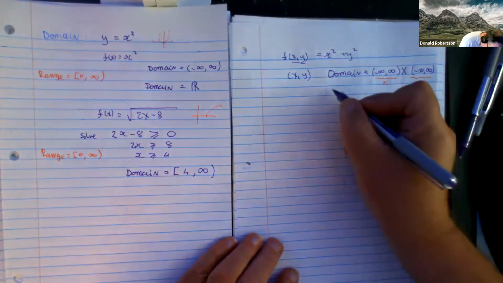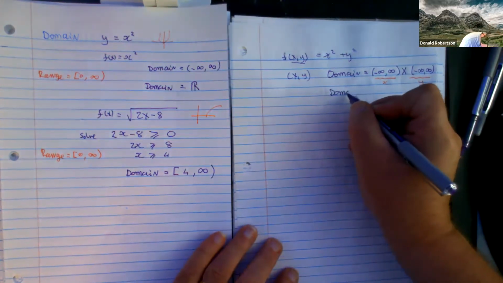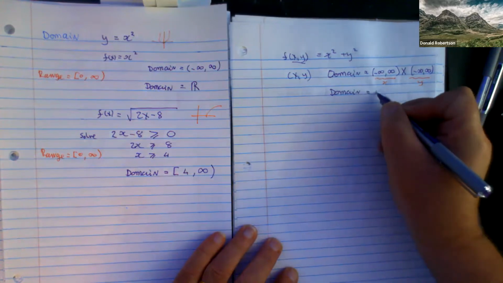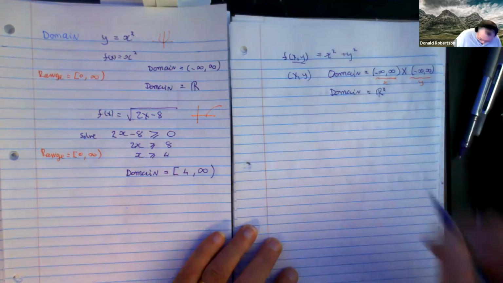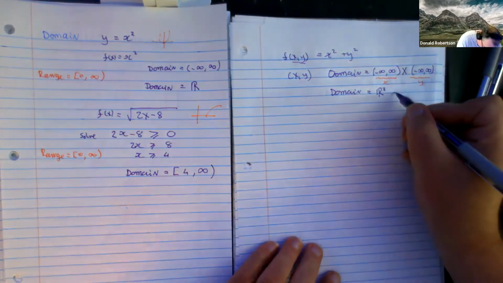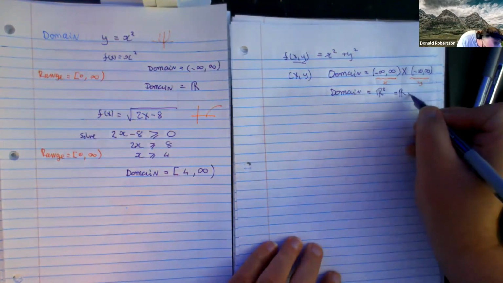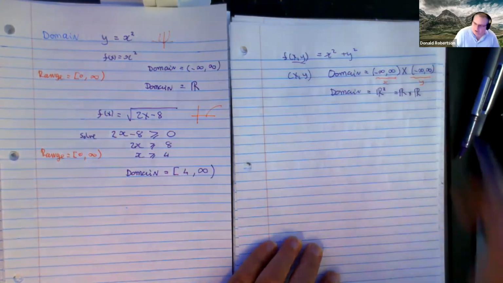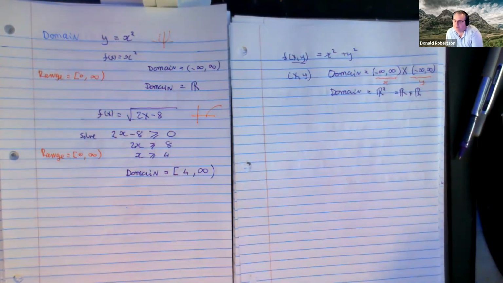Now there's another way you can write that same answer down, and you write it as R squared, which is much more convenient. What that means is essentially, because I've seen it written in other textbooks as R cross R, it means the same thing as what we have above here.